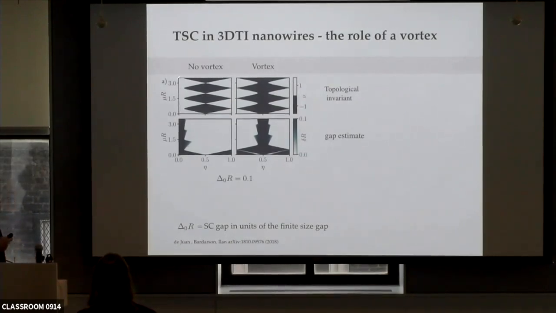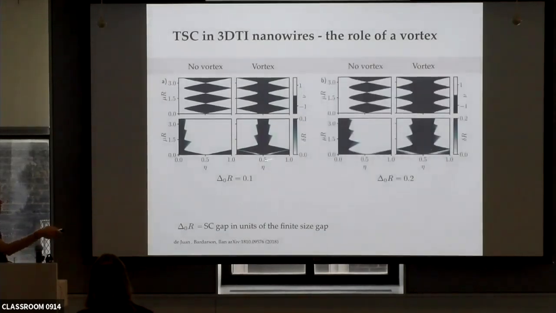In the absence of a vortex for this system, there's complete anti-correlation between the location in the phase diagram in which the topological invariant is non-trivial and where you have a finite gap. However, if you add a vortex to the system, you completely shift this gapped region to be perfectly correlated with the non-trivial invariant. This doesn't depend on the details. This is essentially the same figure, just a different magnitude of the gap. And again, you have this anti-correlation versus perfect correlation.